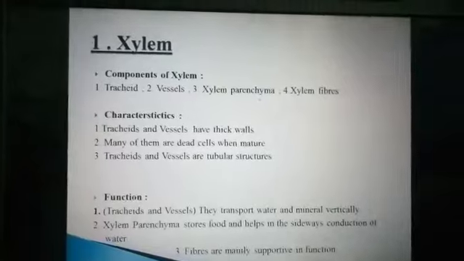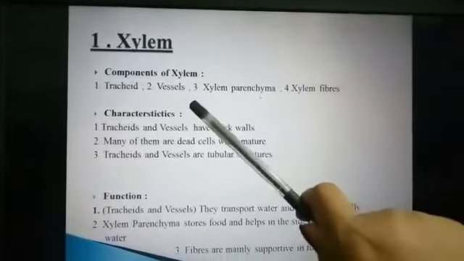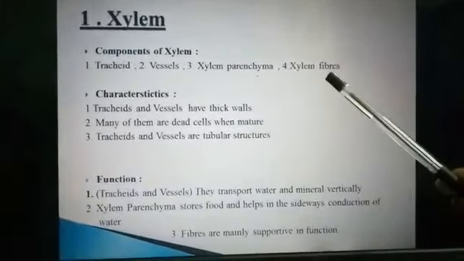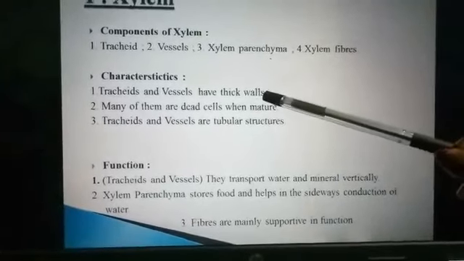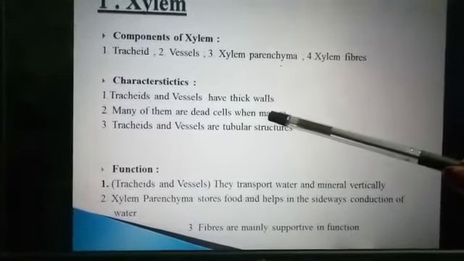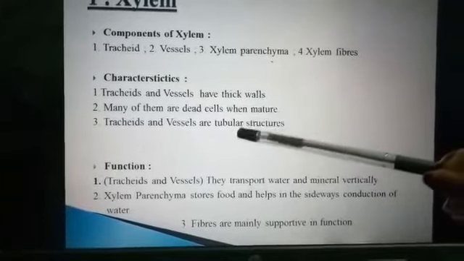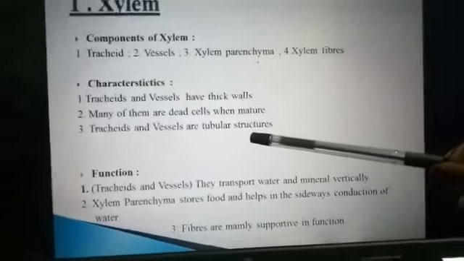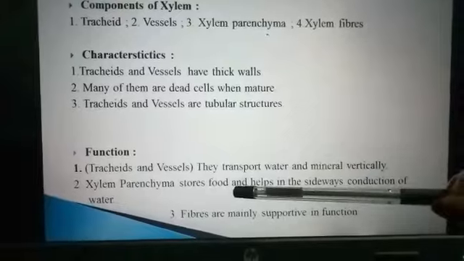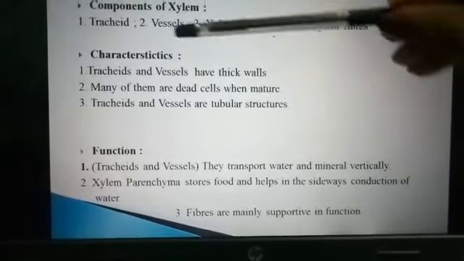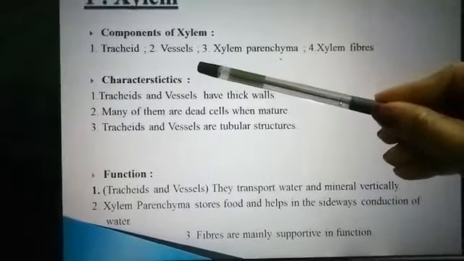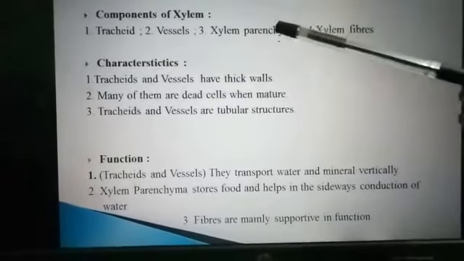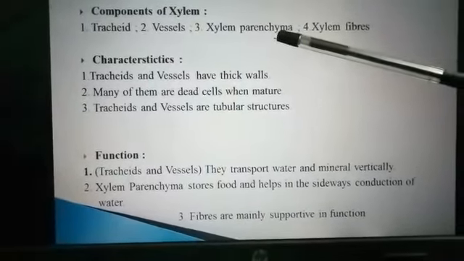So xylem has a total of 4 components: tracheids, vessels, xylem parenchyma, xylem fibers. Tracheids and vessels have thick walls, and most of them are dead when mature, right? Tracheids and vessels are also tubular structures. Then about functions: the function of tracheids and vessels is to conduct water vertically. The function of parenchyma is to store food.